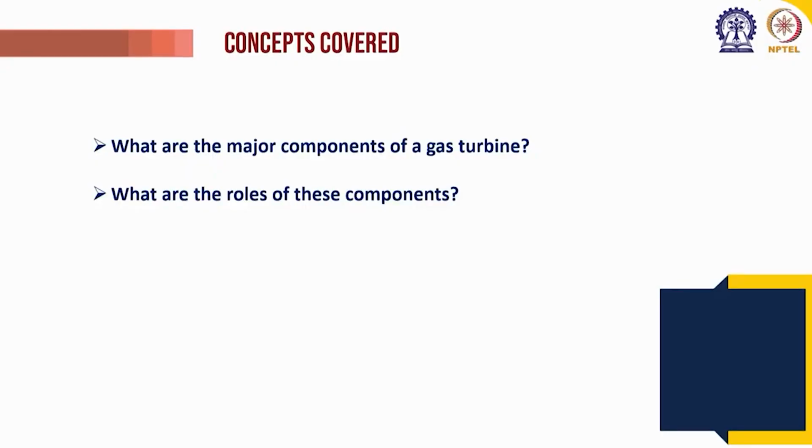So, today we will get an overview of the different components involved, so that later when we study each of these different gas turbines and jet engines, we know already how the different parts are involved and how they work together. The concepts which will be covered today: what are the major components of a gas turbine and what are the roles of these components, what does each component do. First we will start with the common components of gas turbines and jet engines, then we will see some additional components which are necessary for jet engines.